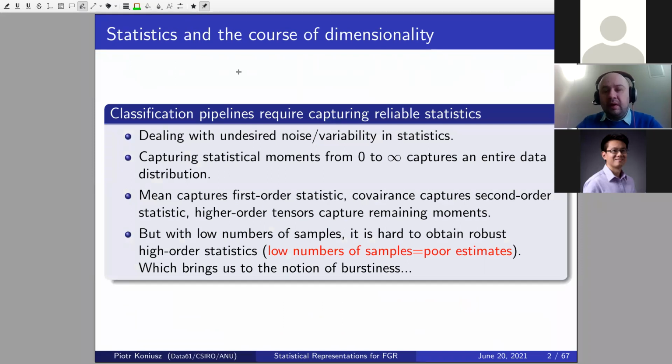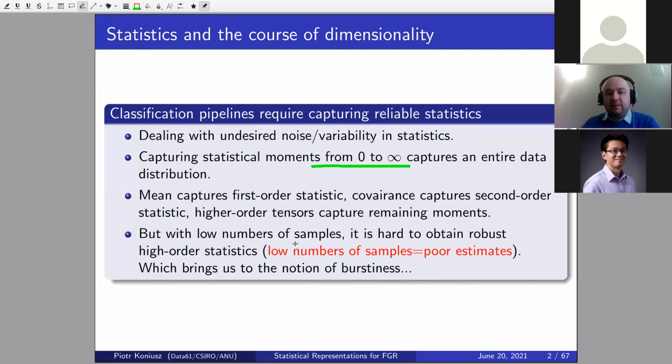In order to build a robust classification system, one has to deal with capturing statistics reliably. Capturing statistical moments from 0 to infinity can capture the entire data distribution. Of course, the mean captures first-order statistics, covariance can capture second-order statistics, and higher-order tensors would capture higher-order statistics.